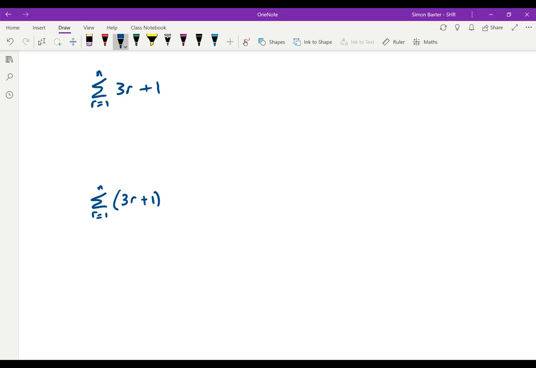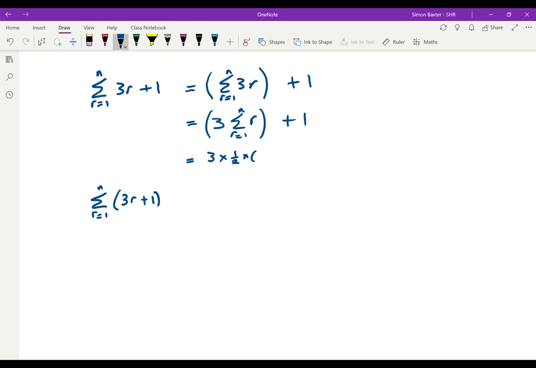This is where we need to be very careful. The top one is sigma 3r, r equals 1 to n, and then add 1. So that is very definitely different to the bottom one. Let's carry on with this top one. That is 3 sigma r from 1 to n plus 1. And from what we did earlier, this is 3 times half n, n plus 1, plus 1.